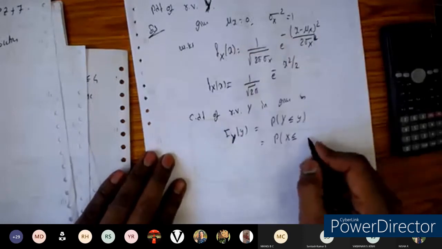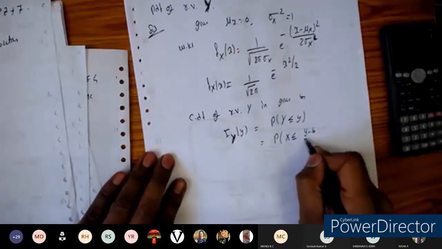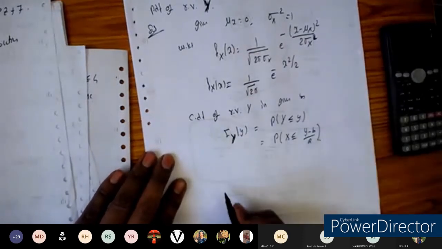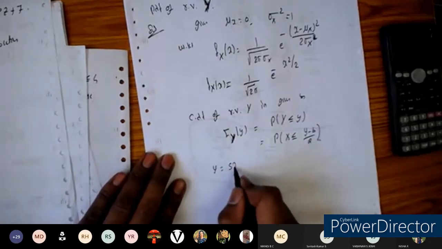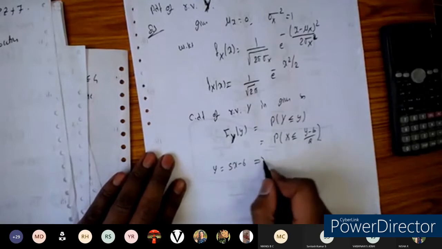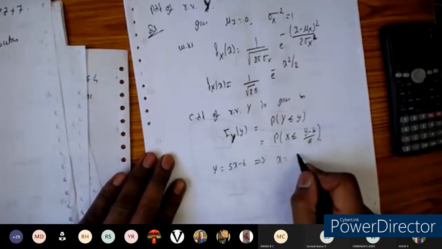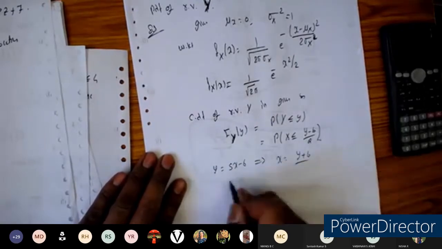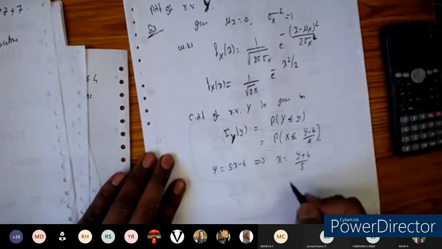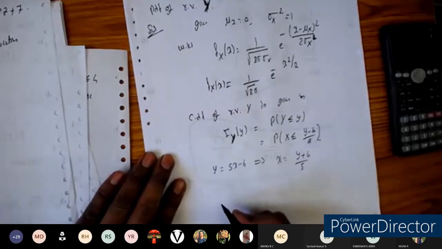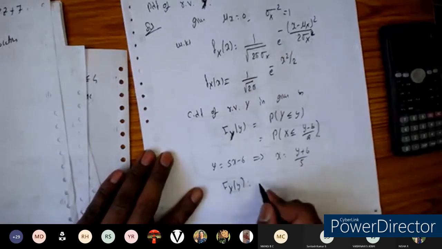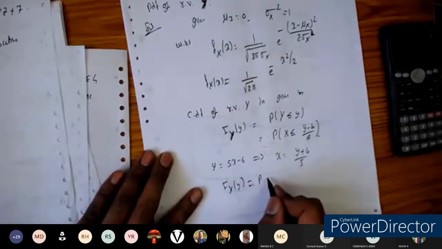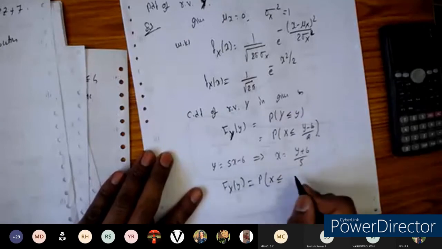Since it is given in terms of x, so x equals (y minus b) divided by a. Here y is equal to 5x minus 6, so this implies x is equal to (y plus 6) divided by 5. Let us substitute here. F_Y(y) is equal to the probability that X can take a value less than or equal to (y plus 6) divided by 5.